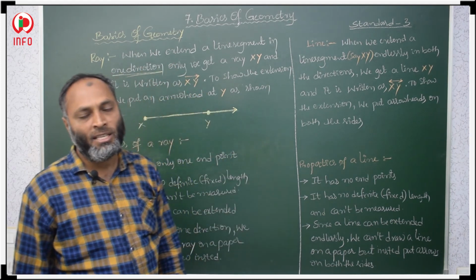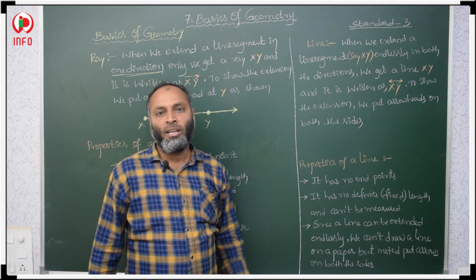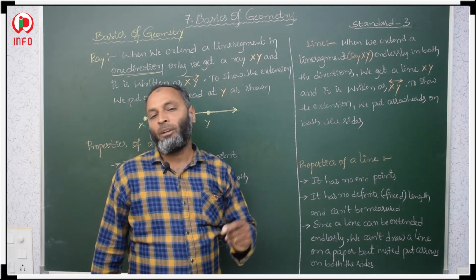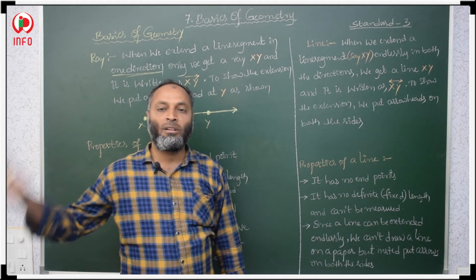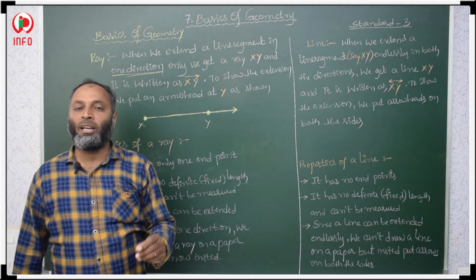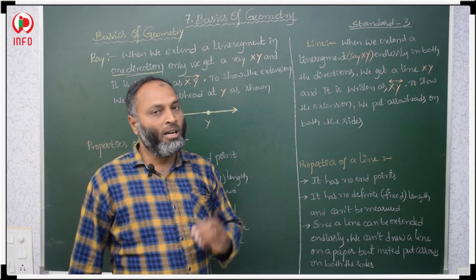Like sun rays, we cannot measure sun rays. Why? Because the initial point we know. The ray starts from the sun, so that is the initial point. And where the endpoint is, we don't know. The rays go on and on. That is why the length of the ray we cannot measure.